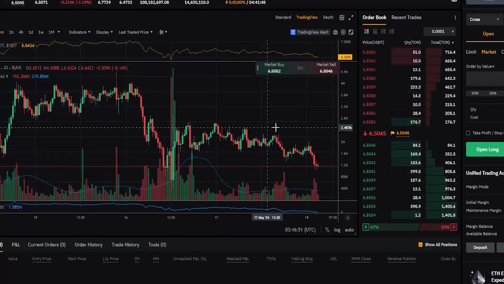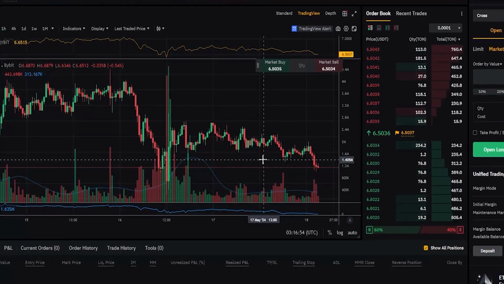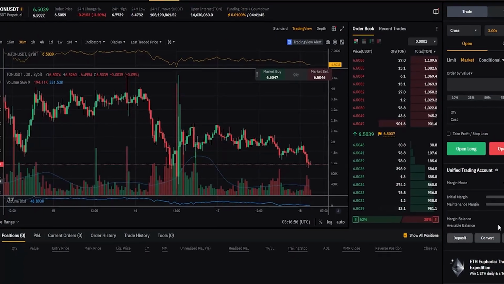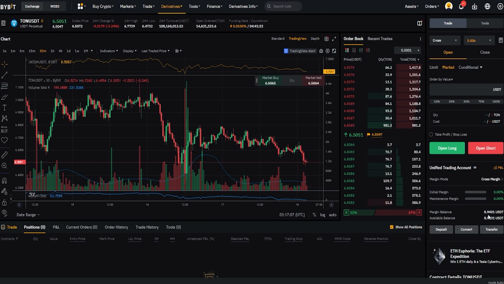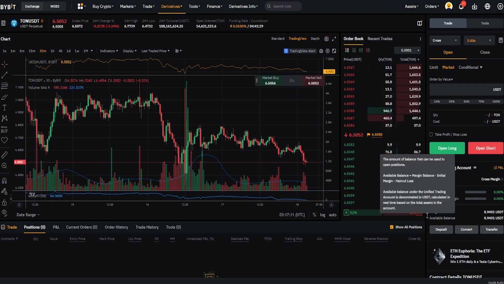So, before we start trading on the Bybit exchange, and in general, with leverage, we need to transfer our funds to a single trading account. You can do this by pressing the Transfer button, and transfer our assets from the funding account to the trading account. We've done that, and now we have $8.50 that we're going to be leveraging.